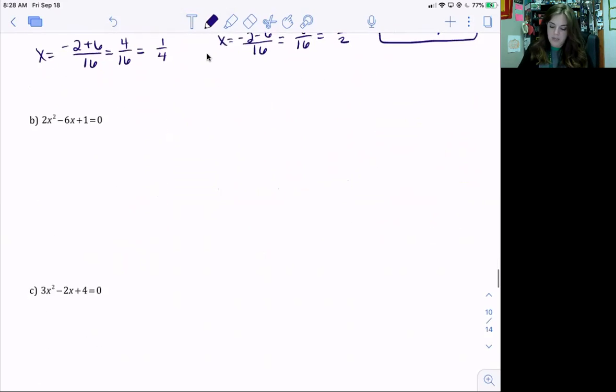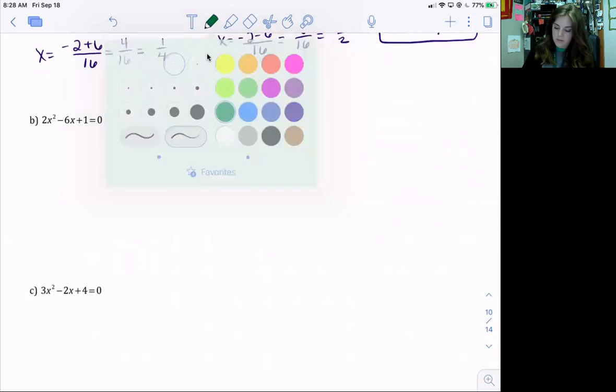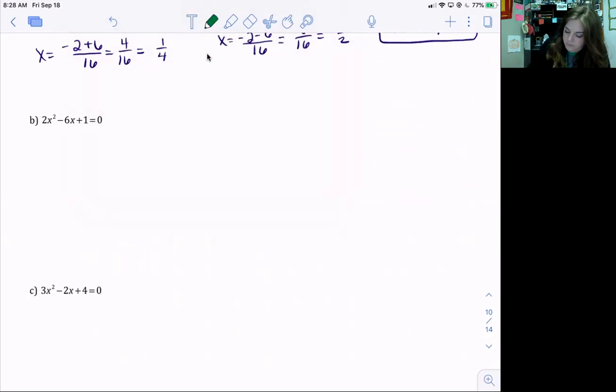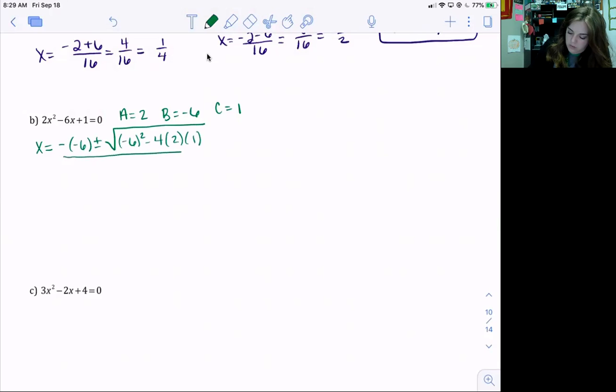Okay, looking at B, 2x squared minus 6x plus 1 equals 0. So A equals 2, B equals -6, and C equals 1. So plugging into our quadratic formula, we have x equals -6 plus or minus the square root of -6 squared minus 4 times 2 times 1, all over 2 times 2.